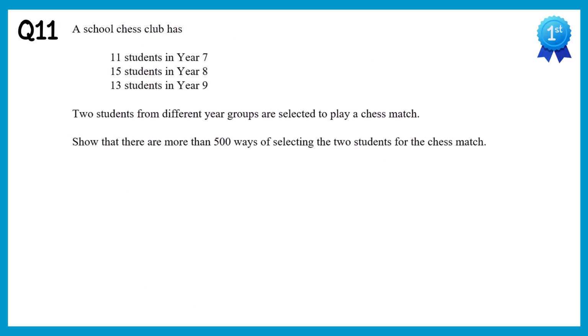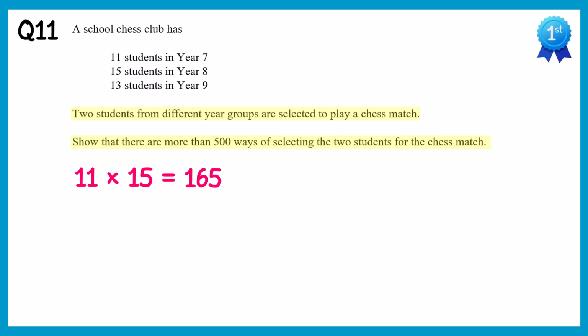In this question, we have 2 students from different year groups that are going to be selected to play a chess match, and we need to show that there are more than 500 ways of selecting these students. Well, if they're in different year groups, we've got to consider the different possibilities. We could have one of the students being in year 7 and one of them being in year 8. There are 11 students in year 7 to pick from and 15 in year 8. So the number of ways of picking a year 7 and a year 8 is 11 times 15, or 165.